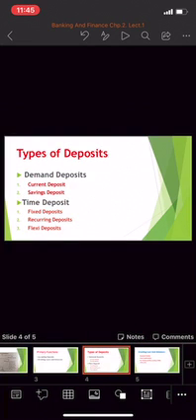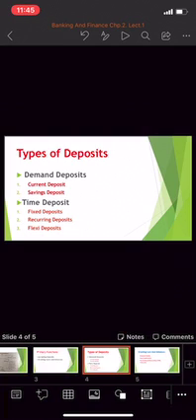Then next type of deposits is the time deposits. Time deposits are the deposits which are repayable after a certain period of time. In that, first is the fixed deposits. Fixed deposits with the banks are called fixed because they are accepted by banks for a fixed period, which is specified at the time of making the deposits.